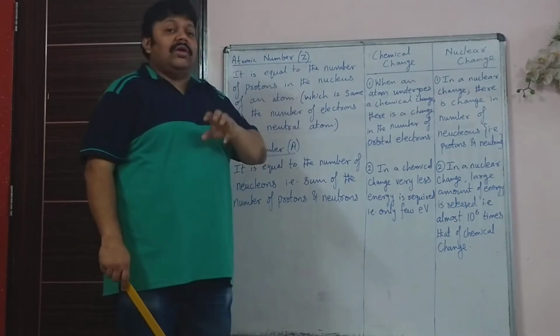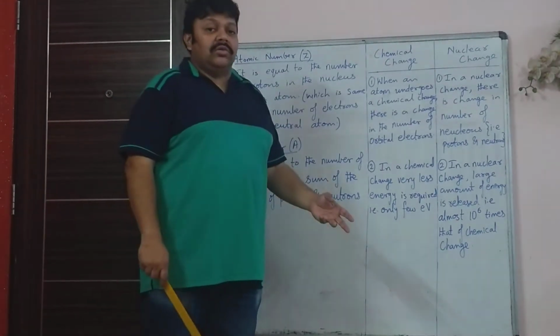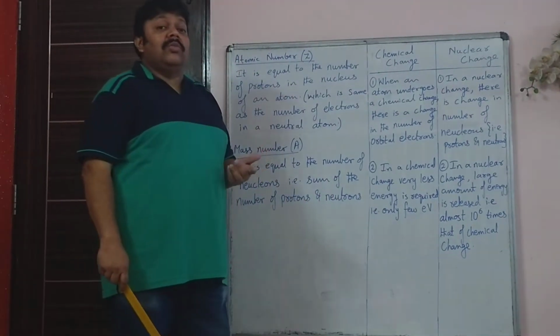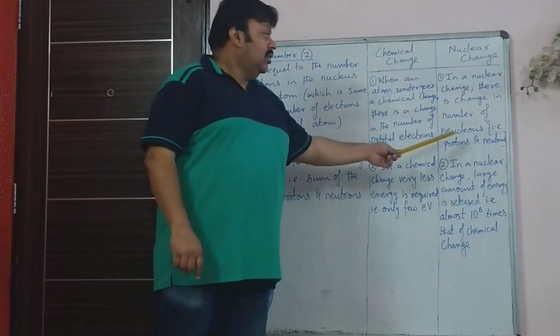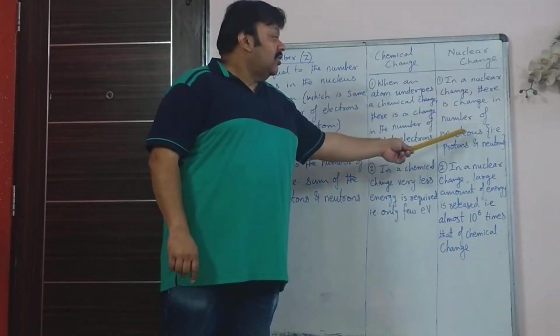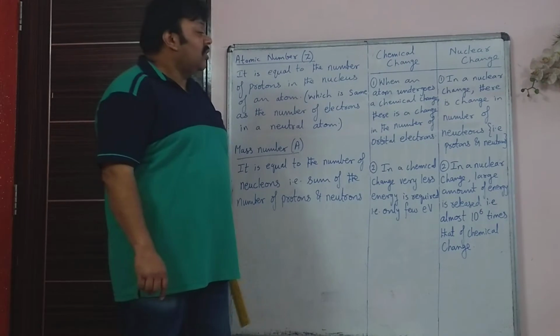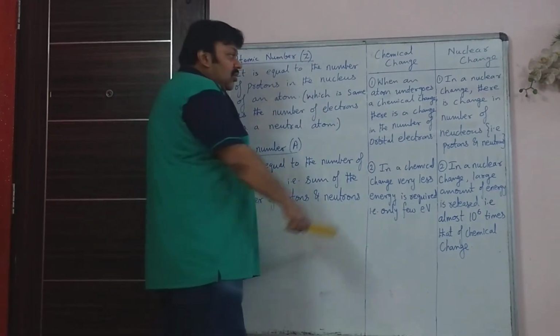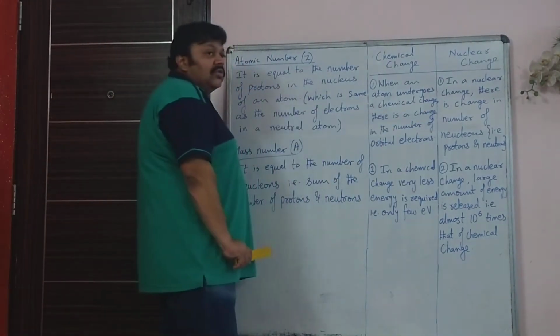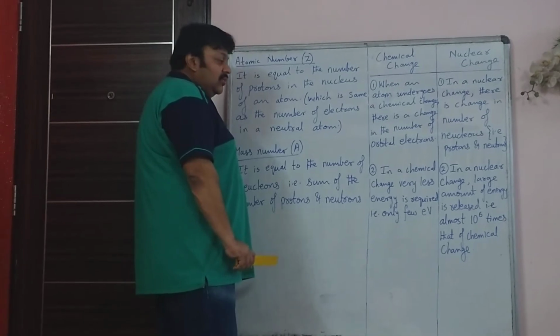In nuclear change, the entire change happens in the nucleus. That is, there is a change in the number of neutrons or protons. In a nuclear change, there is a change in the number of nucleons, that is protons and neutrons. So this is one point of difference between a nuclear change and a chemical change.